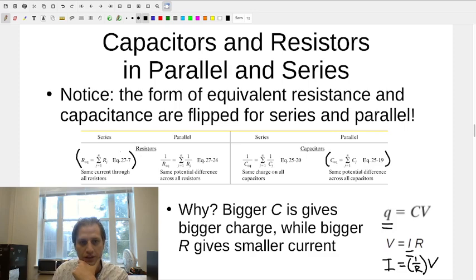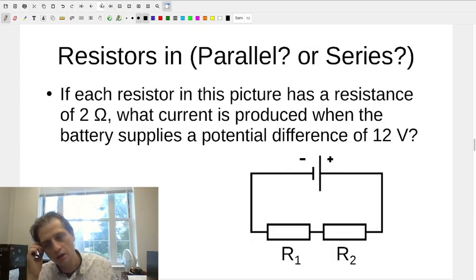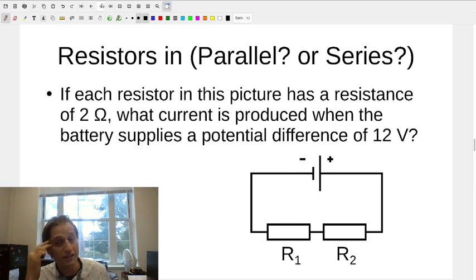So unfortunately, the equations are flipped for our resistors and our capacitors, because instead of having something in the numerator in this type of equation, we have something that's in the denominator. The bigger the resistance we get, the smaller the current. And remember, the bigger the capacitance we would get, the bigger the stored charge. So that's a little tricky, and we have to keep ourselves honest and be on our toes. But it's not bad.